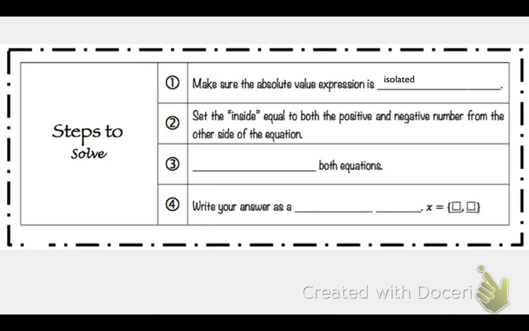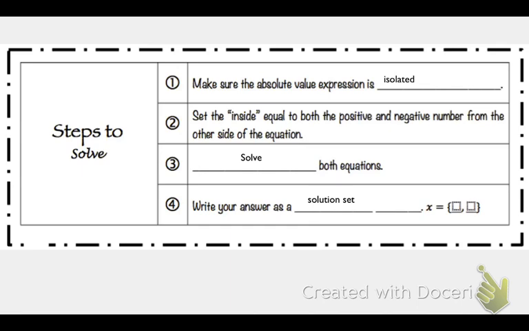The second step is to set the insides equal to a positive number and to a negative number. So you always set it equal to the positive and the negative. You'll have two answers on all of these. And then you solve both equations, and then you write your answer as a solution set. Okay, so that's like going to be x equals something and something, or y equals something and something.